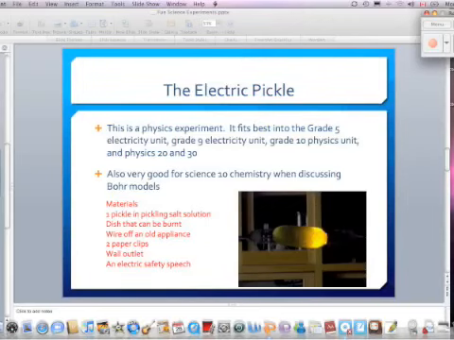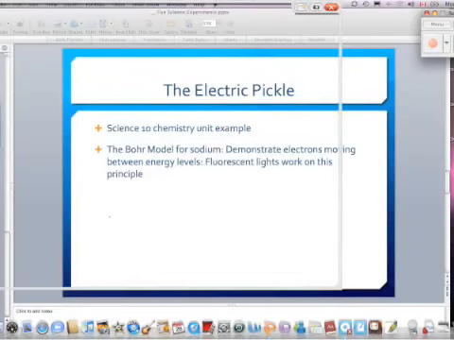The materials that you need are a pickle, a dish that can be burnt, a wire off an old appliance, a couple of paper clips, and I always like to give my kids a safety speech before we do this one. And I'll just draw a sodium atom here in the Bohr model.